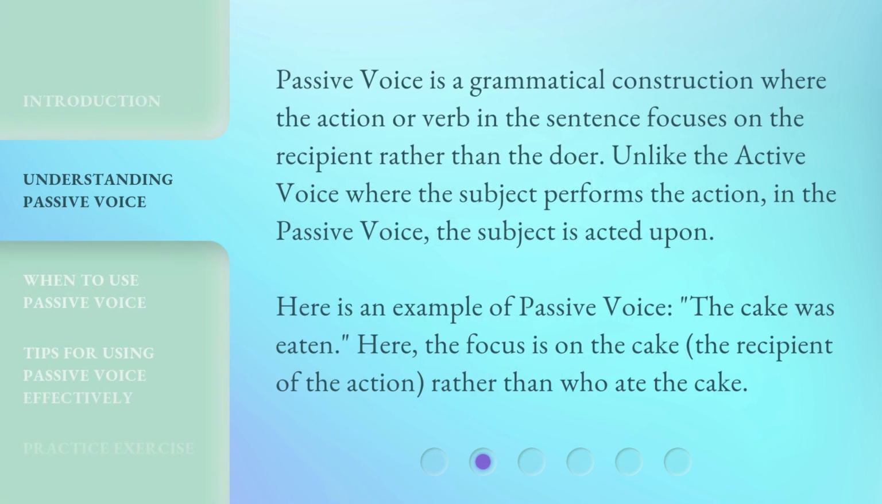Passive voice is a grammatical construction where the action or verb in the sentence focuses on the recipient rather than the doer. Unlike the active voice where the subject performs the action, in the passive voice, the subject is acted upon. Here is an example of passive voice. The cake was eaten. Here, the focus is on the cake, the recipient of the action, rather than who ate the cake.